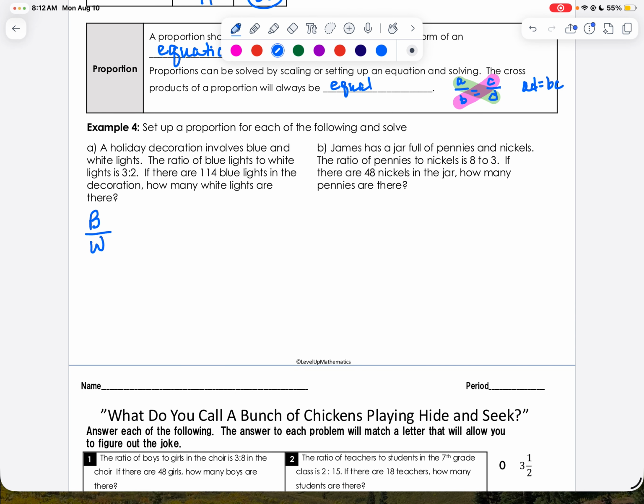Okay. Now, the ratio of blue lights to white lights is 3 to 2. So that's my first ratio. But in a proportion, I need 2 ratios. So I'm going to set it equal to another ratio. It says if there are 114 blue lights in the decoration, how many white lights are there? So that 114, you have to be sure to put it in the correct place. Because it's blue, it will go in the numerator. And we do not know the number of white lights. That's what we're trying to find.